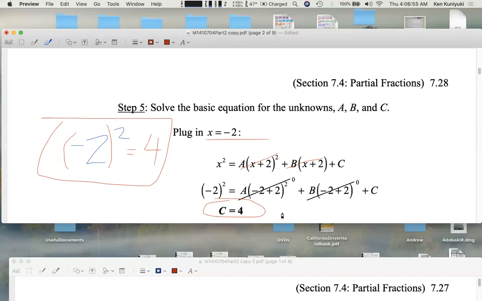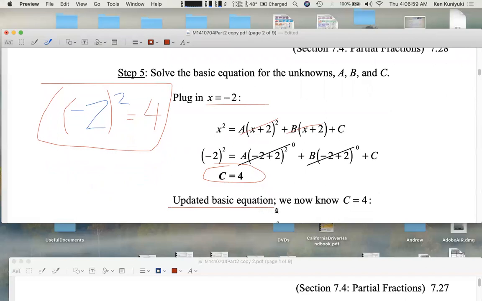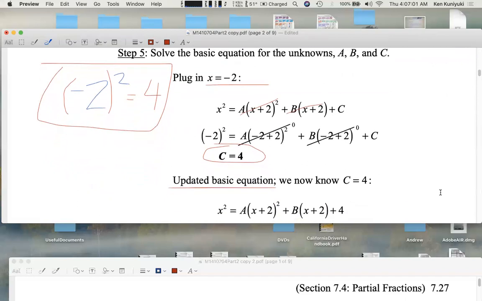So you know what? We can go ahead and plug that in. We can update the basic equation. And that's actually a really good idea because it helps remind you that we know what C is. We know C is 4. So let's run with it, right? Let's run with it. Because if you forget that we know the value of C, then you might end up doing a lot more work than you have to. We know C is 4, so let's use it. Let's plug him in. He's no longer unknown.